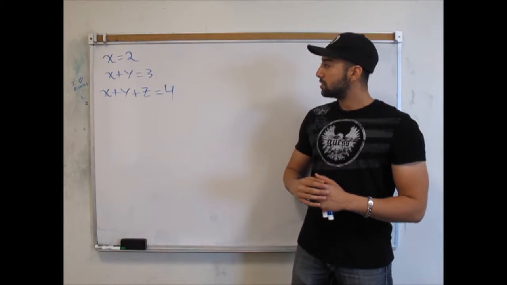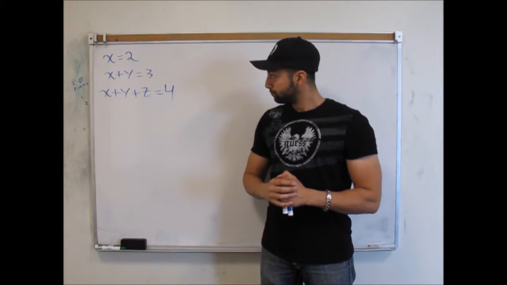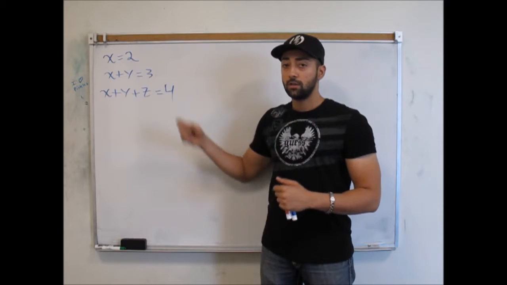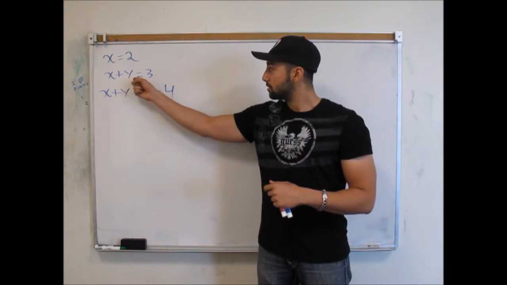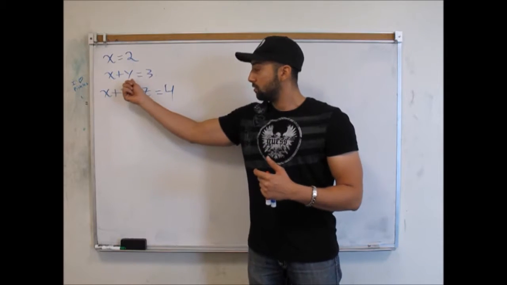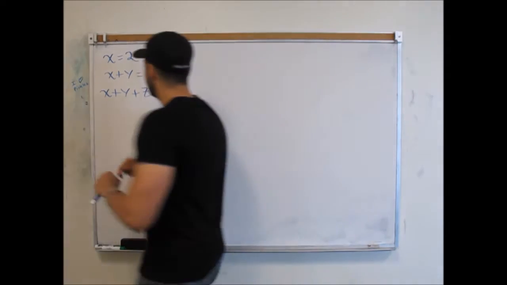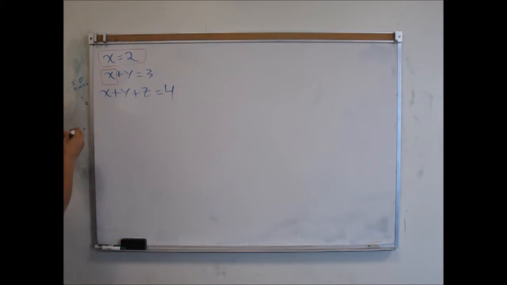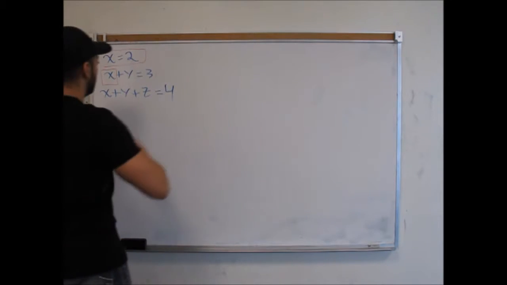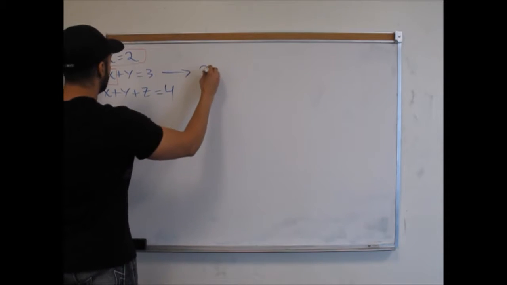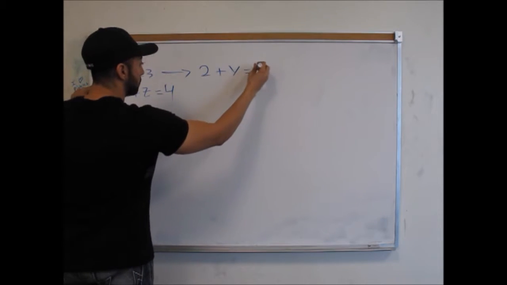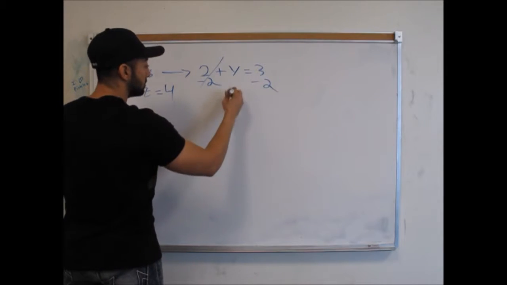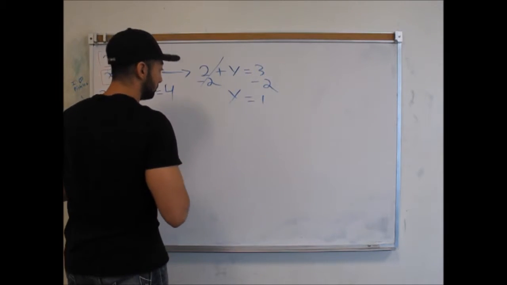Notice here that we already have what x is equal to. It's equal to 2, so we could substitute that into either of these equations. But it would be best to substitute it into this equation, because then I would only have one variable left to solve for. So this x equals 2, I'm going to sub that into this x here. When I do that, I get 2 plus y is equal to 3. I could simply solve for y now by subtracting the 2 on both sides, so I get that y is equal to 1.